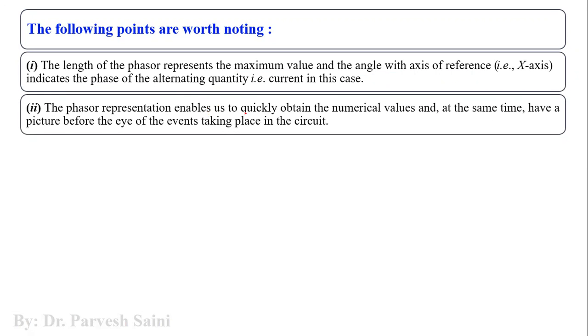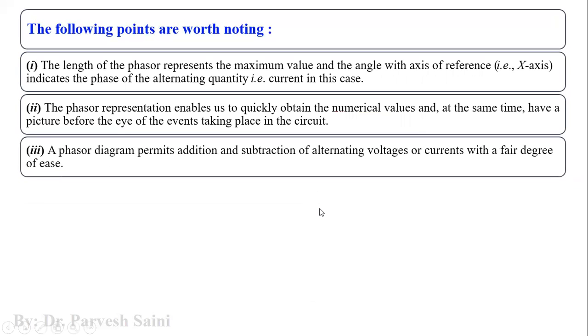Now the phasor representation enables us to quickly obtain the numerical values and at the same time have a picture before the eye of the event taking place in the circuit. So basically, phasor gives a more convenient way of understanding the alternating signals. Okay, if we have a phasor like this, and we have a reference line here, which is some angle theta 1, so we can easily find out its magnitude and we can easily find out its phase. So if we have multiple phasors with us, we can easily analyze them as compared to the waveform representation. Okay, so this is more convenient way of representing the alternating quantity.